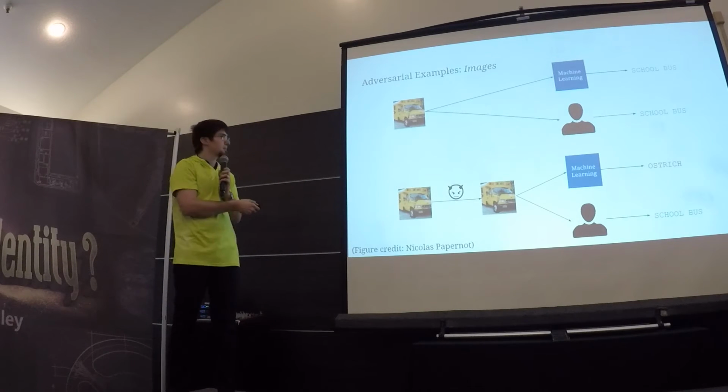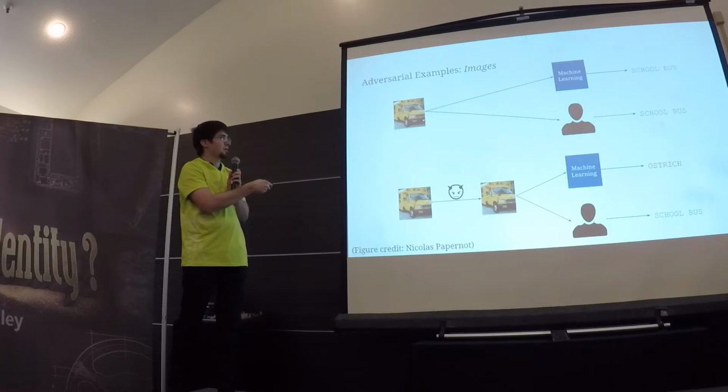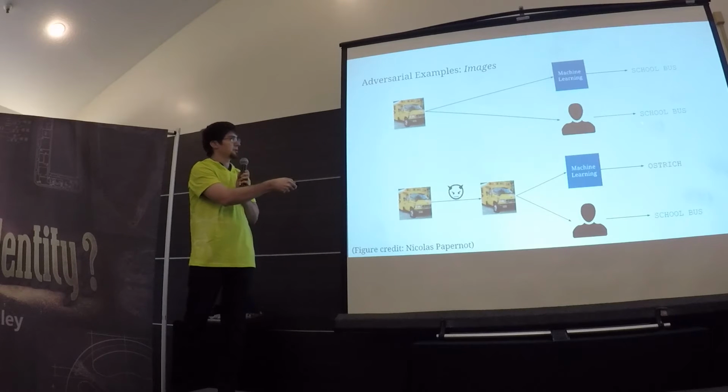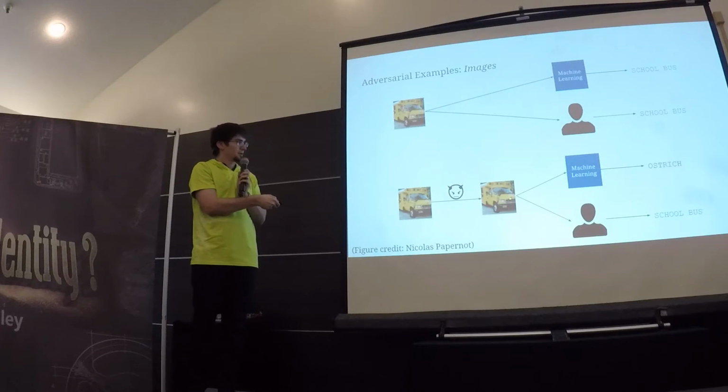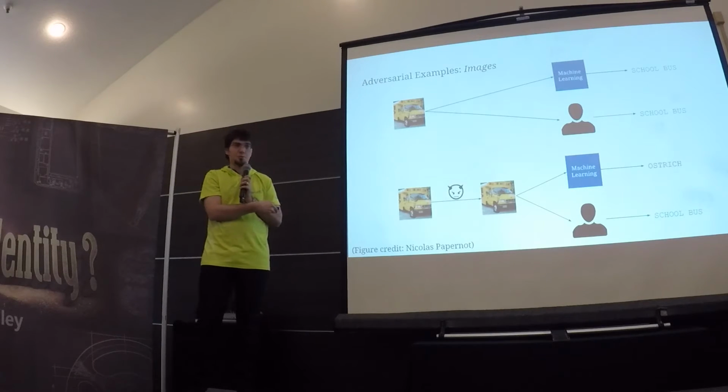And then in other cases, more commonly, it might be easy for the human to recognize the content of the image correctly. So this is an example input here, where before it's been modified in any way, both a machine learning algorithm and a human correctly recognize this image as being a school bus. We can make a very small modification to this image, where it is now recognized by the machine learning algorithm as being an ostrich. But to a human observer, it still looks exactly the same as a school bus.